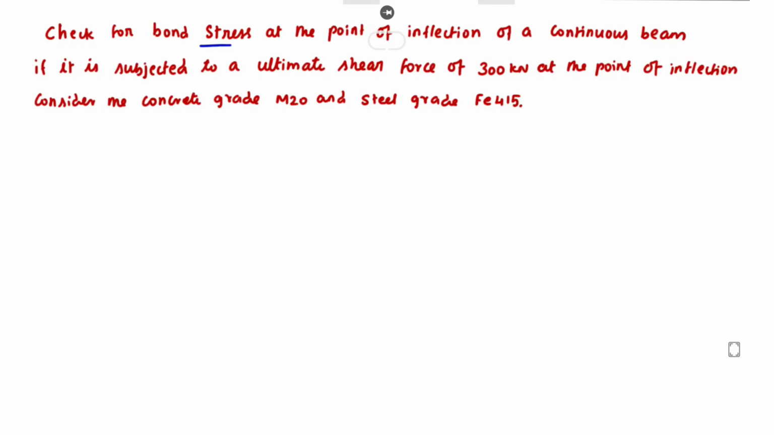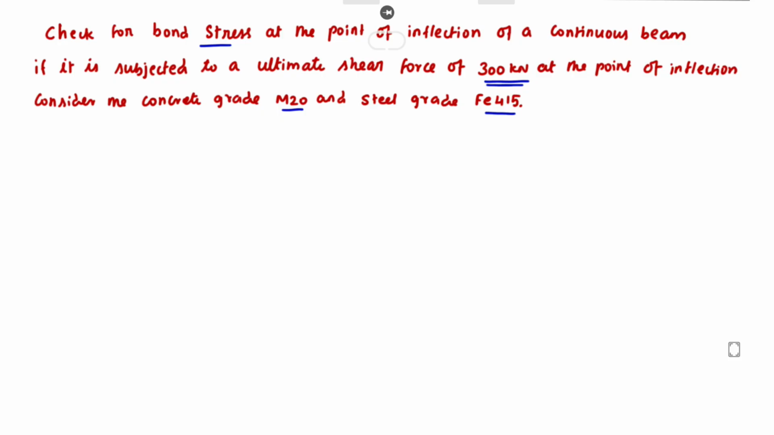Today we are going to see a problem related to the design of concrete elements, in the topic of behavior of reinforced concrete members in bond and anchorage. The problem is: check the bond stress at the point of inflection of a continuous beam if it is subjected to an ultimate shear force of 300 kilonewton. At the point of inflection, consider concrete grade M20 and steel grade Fe415. We have to check whether the point of inflection is within the safe limit or not.